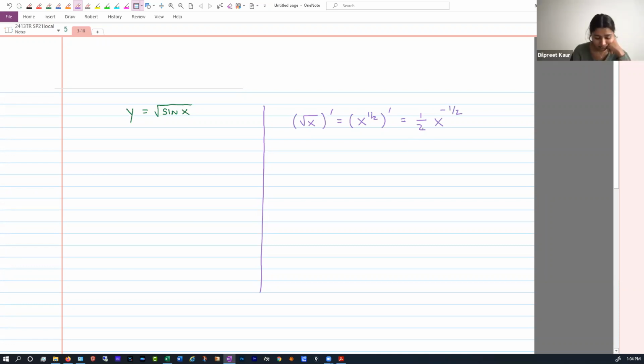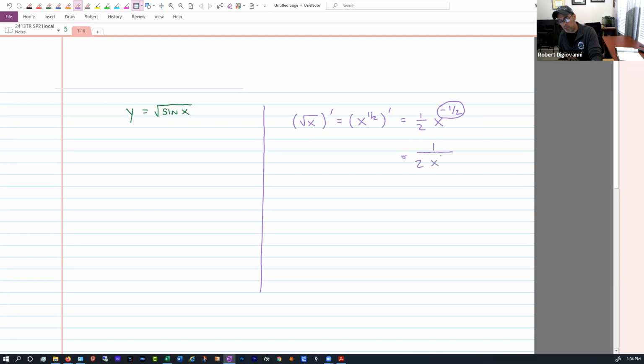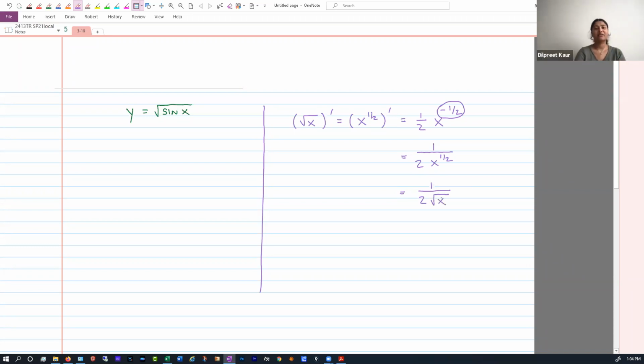Yes. Okay, now, if I clean this up, this is the same as 1/2, and because this is a negative exponent, I can drop the x to the negative 1/2 down as a positive 1/2. Do you agree with that? Yes, sir. And isn't x to the 1/2 the same as the square root of x? Oh, okay. I see now why I was wondering what was going on here.